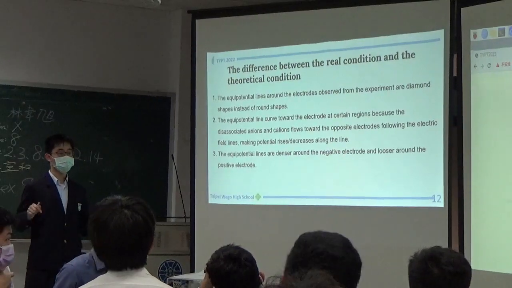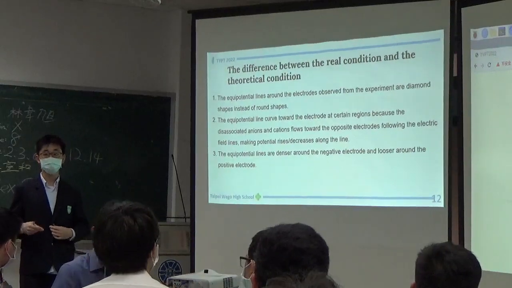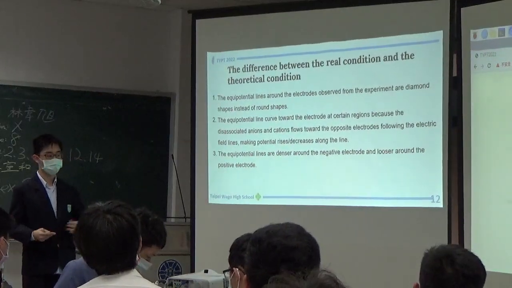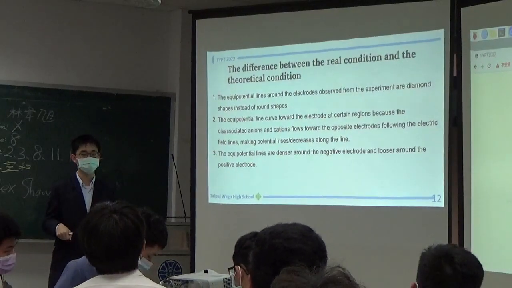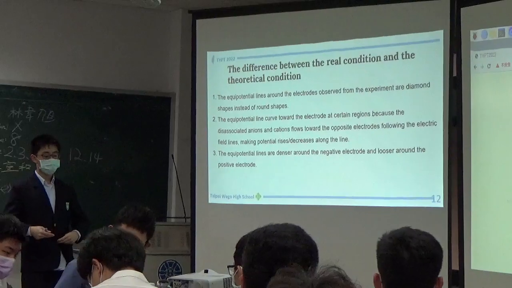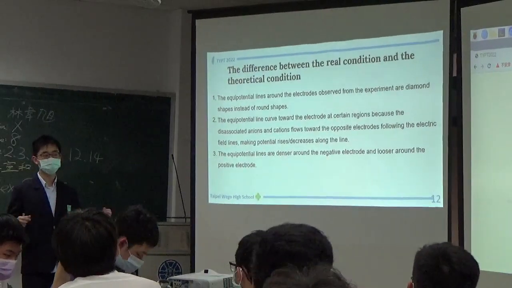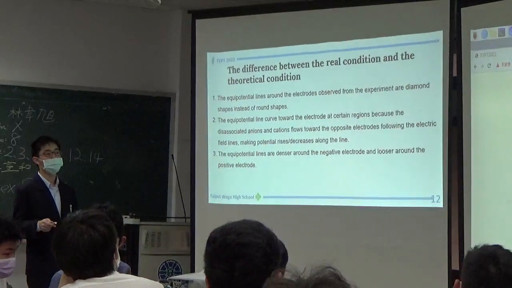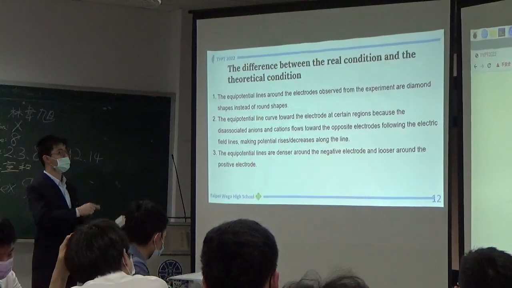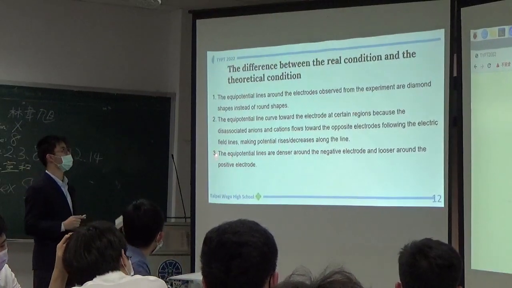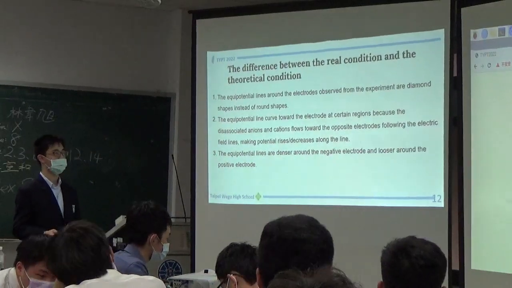Because as we're conducting the experiment, we are in reality conducting an electrolysis in the background, because we have a solution of soluble salt, which is the electrolyte, and we are applying voltage to it, so it's electrolysis. And when electrolysis happens, ions dissociate, and then they move towards the electrode with the opposite charge of themselves. I'll discuss more of this later. And the third, the equipotential lines are denser around the negative electrode and looser around the positive electrode, which I'll also discuss.